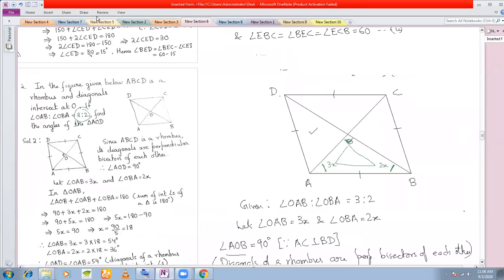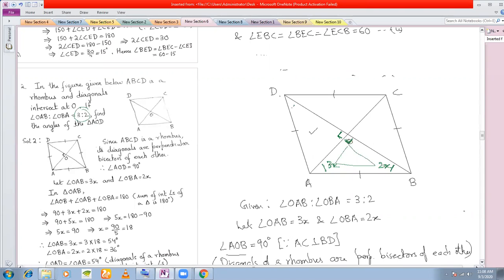See, we have taken these two as 3x and 2x, right? I've taken this as 3x and this as 2x. Now this is 90 degrees because diagonals are perpendicular bisectors of each other. So what is this angle? This angle is also 90 degrees, right? Because this is a straight line, this angle is also 90 degrees.